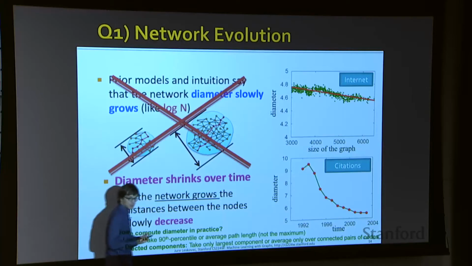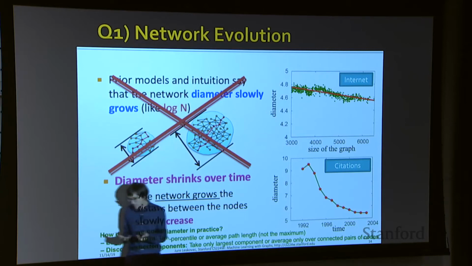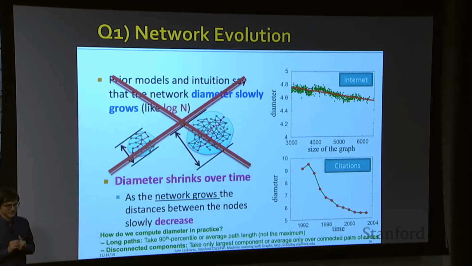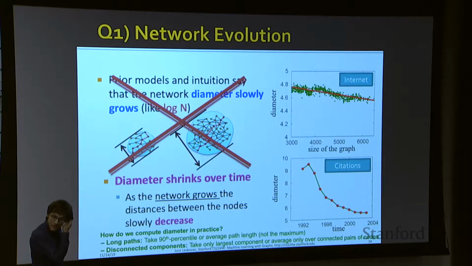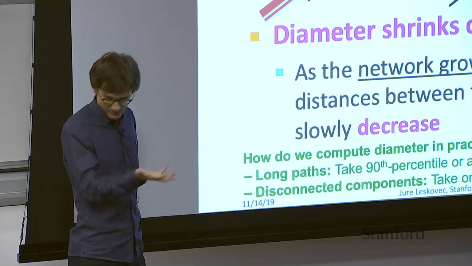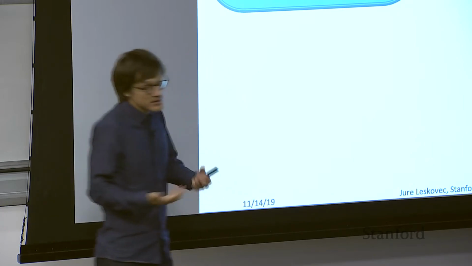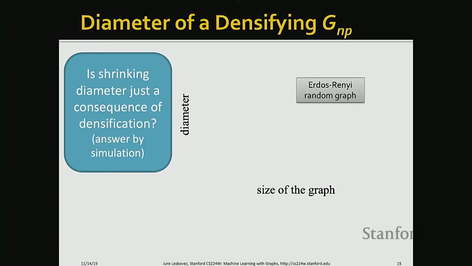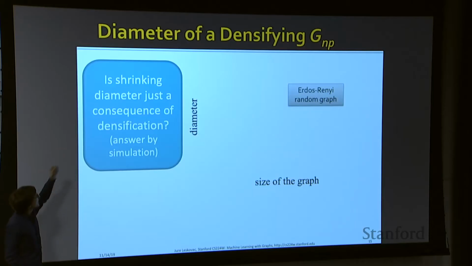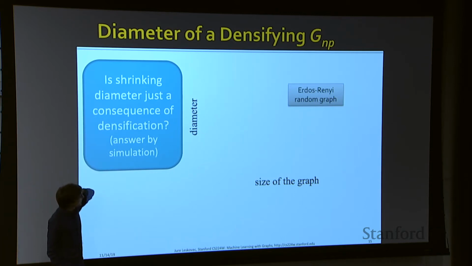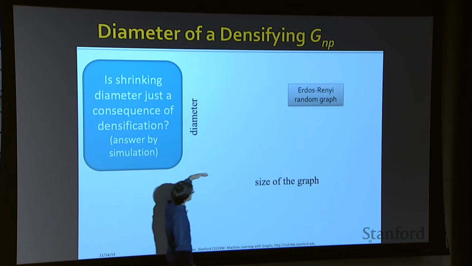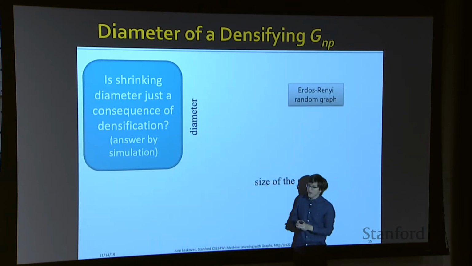So the question now is, do I have two different phenomena, or am I measuring the same phenomenon twice? The densification, and this is just a consequence of densification. So here's one experiment that we did to show that densification is not enough. How would I evaluate whether densification is enough? The simplest way is to ask, is the shrinking diameter just a consequence of densification? The way we did it was to answer by simulation. Let me generate random graphs that densify.